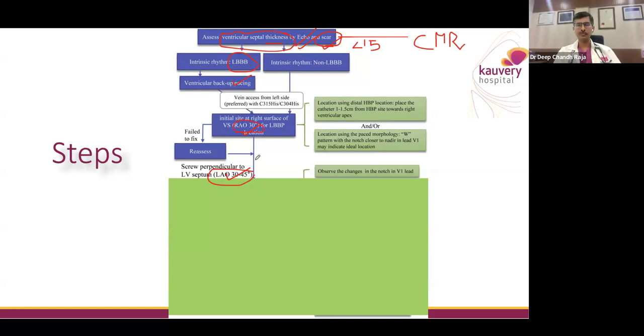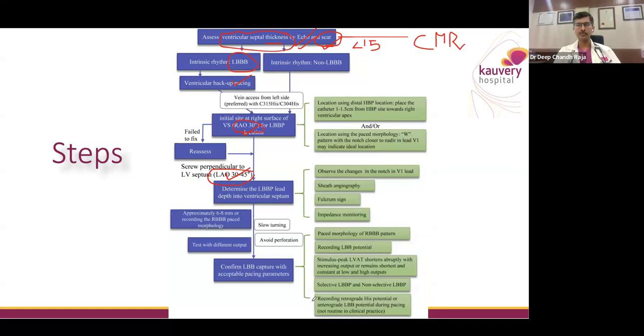Into the details during the course of the slides, I think it would be self-explanatory, like how we look at sheath angiography, the fulcrum sign, how we monitor the impedance, and the way we look at the QR morphology, to give us the feedback whether we go on to the left ventricular septum.